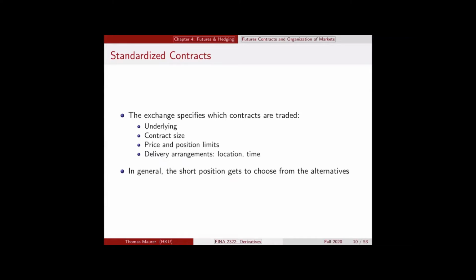If there is actual delivery, then the short position gets to decide, out of the possible locations and times, which specific location and time she wants to choose.